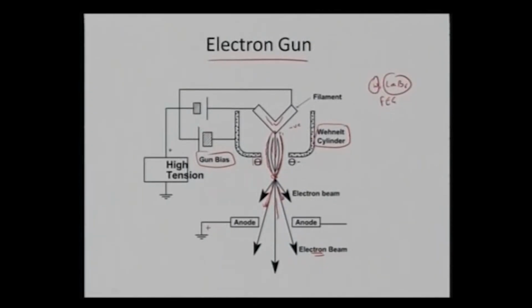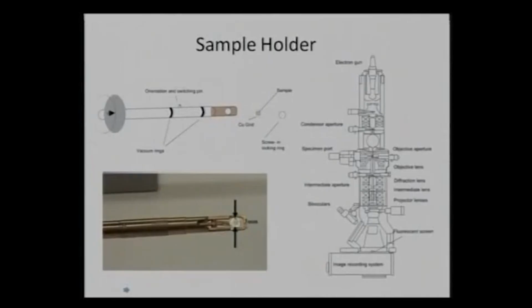I apply certain negative bias to basically construct my electron beam. Later on I can create some positive potential, so that electrons can get attracted and accelerated to finally get my electron beam. And the sample preparation is very highly critical, because I need to make my sample truly transparent to electrons.